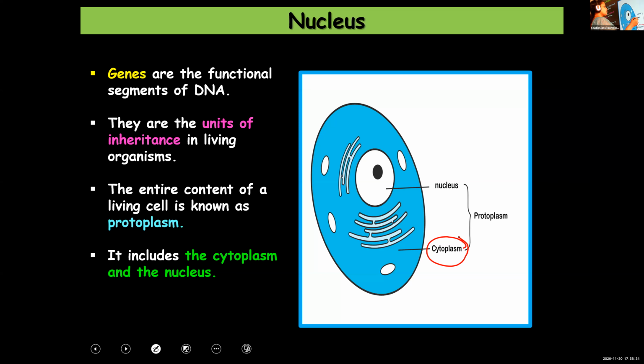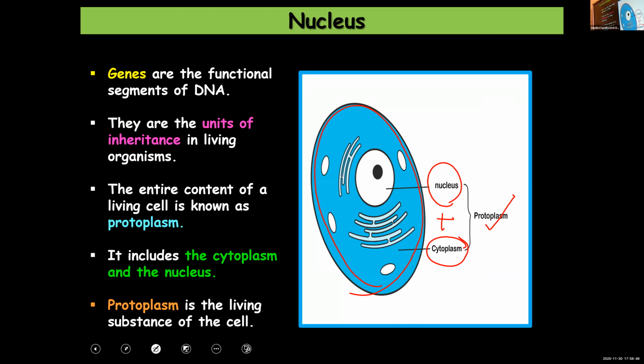But when the nucleus is also joined with cytoplasm, it forms protoplasm, or else you can say it is the entire content of a living cell, the living component of a cell. So different ways you can say protoplasm: the living substance, the entire content of a living cell. All those are definitions for protoplasm, or else you can simply say nucleus and cytoplasm together we call protoplasm.